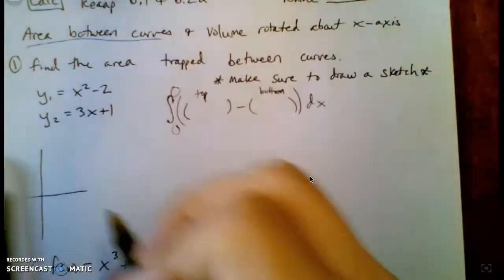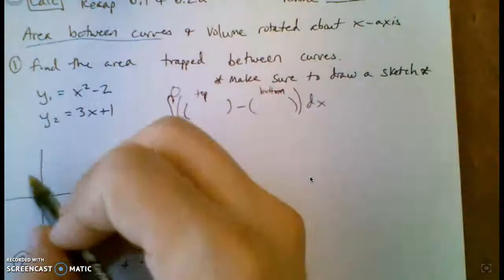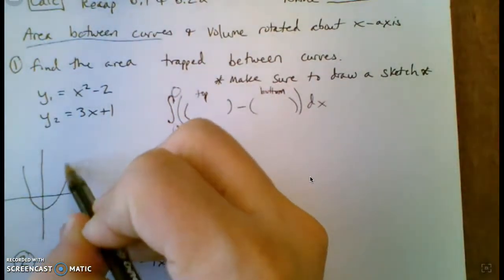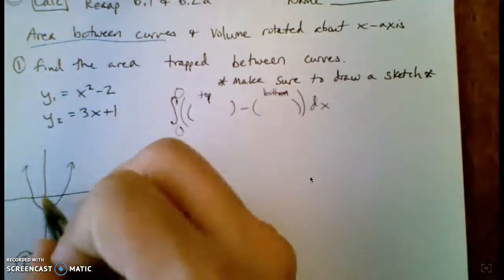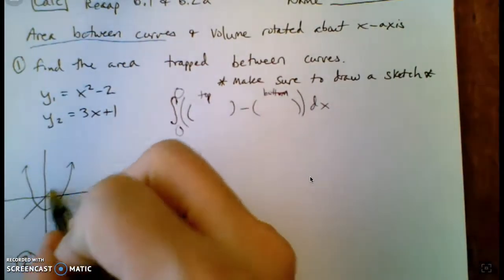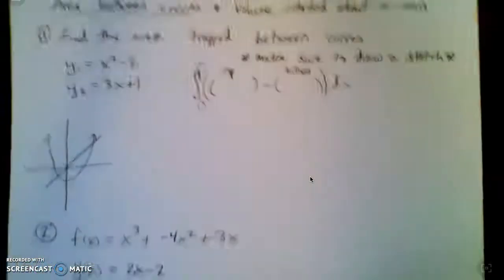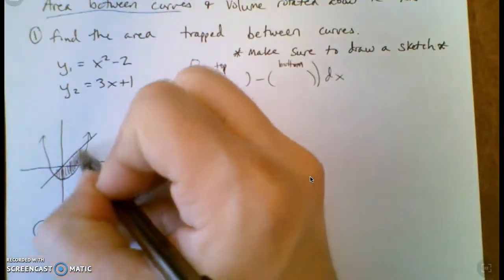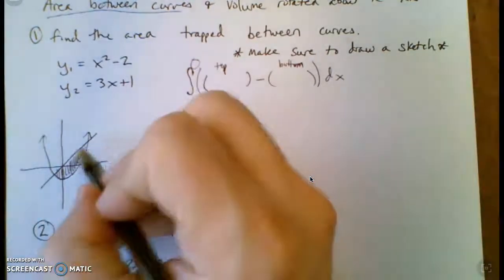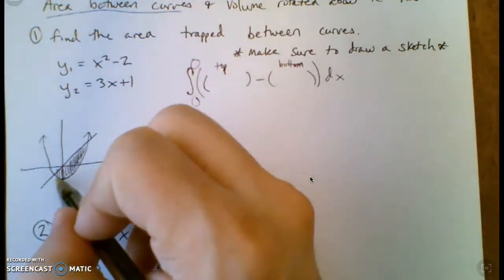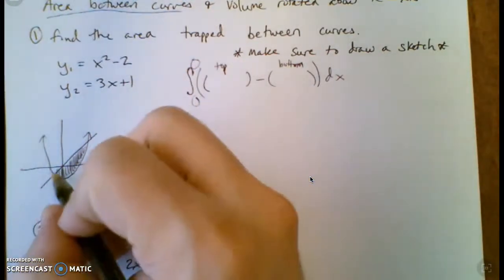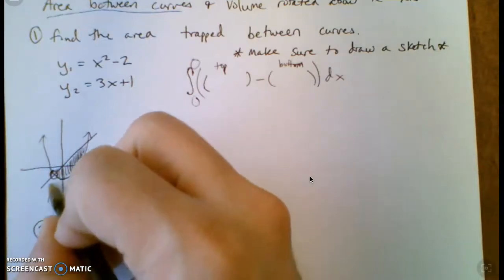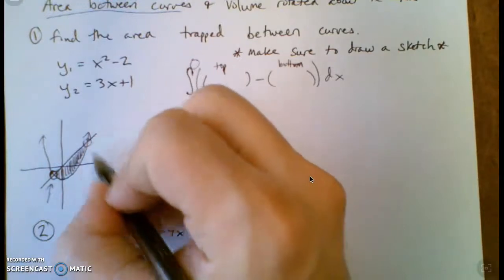Okay, so if I did a little sketch of that here, we got kind of a parabola shape down here. It doesn't have to be perfect. It has to be good enough to tell those two things that I just said. So I'm trying to find this trapped area. Kind of looks like a, I don't know, teardrop almost. Looks more like an evil cartoon eye. Okay, so we need to find that x value and that x value.